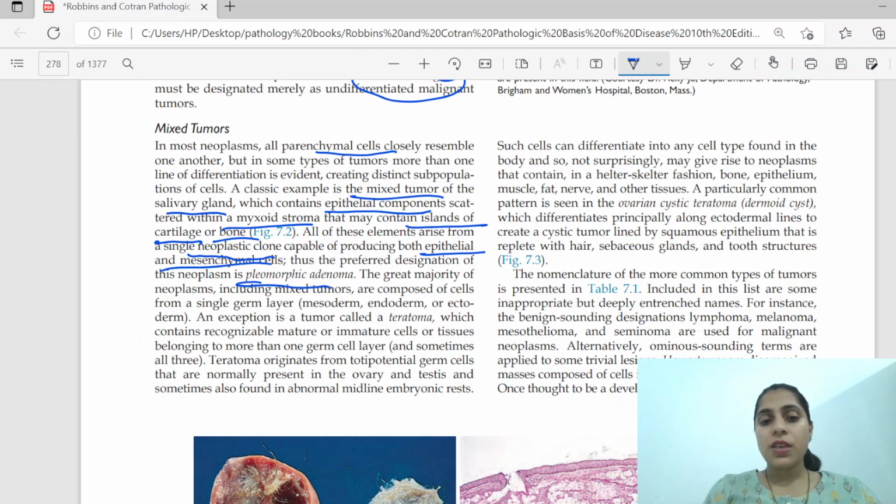And then there is another thing known as teratoma. Teratoma has components of multiple germ layers, like ectoderm and endoderm, either any two of them, a minimum of two of them. It can also have three components, that is ectoderm, endoderm as well as mesoderm.